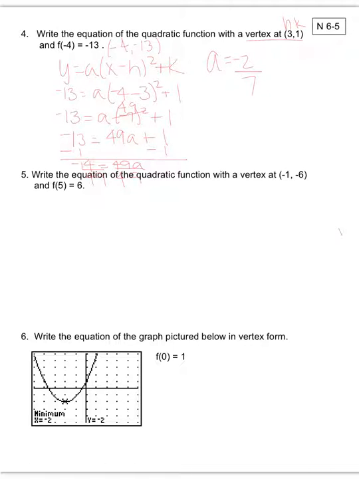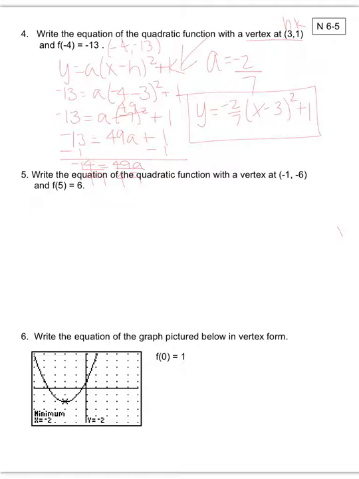So plugging into your vertex form, y equals negative 2 over 7, x minus your h, which is the x value of your vertex, 3, squared, and then plus k, so plus 1. So there's your vertex form.